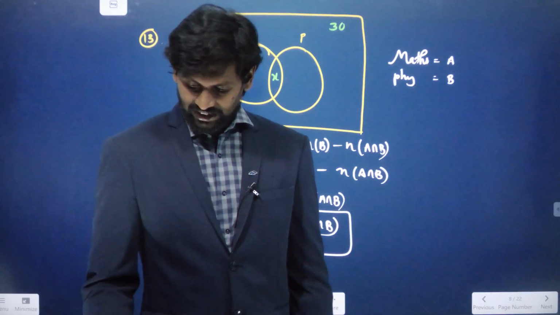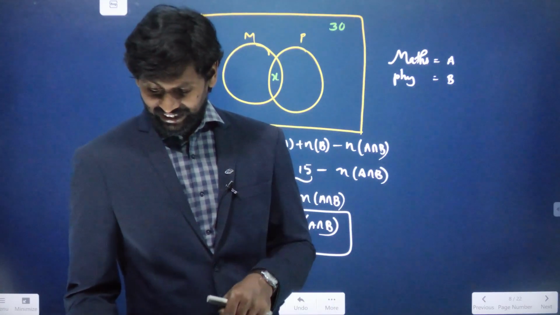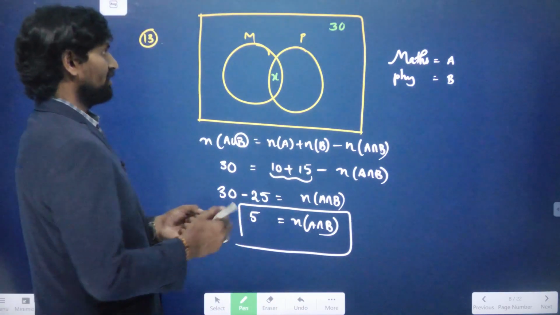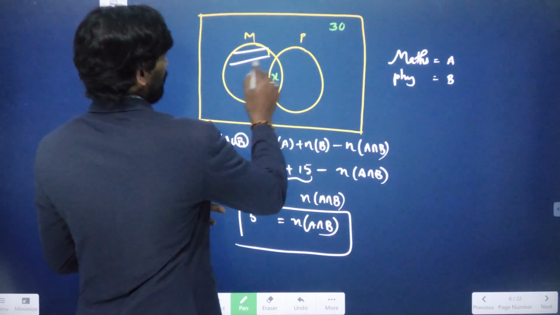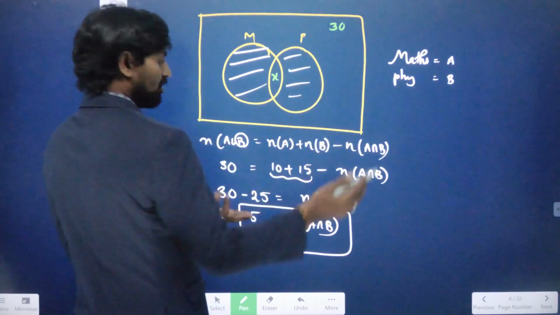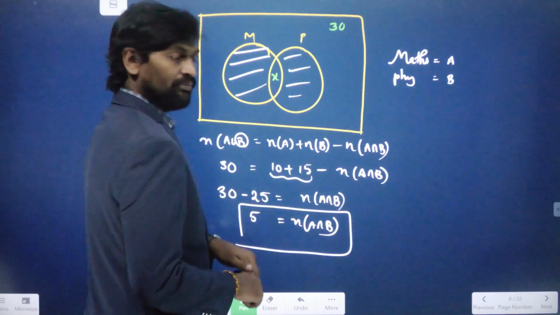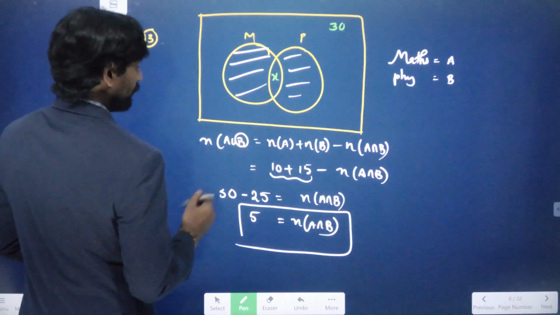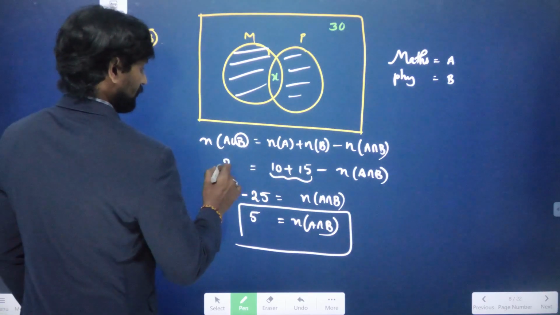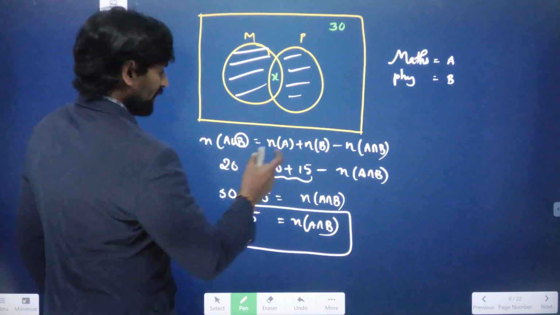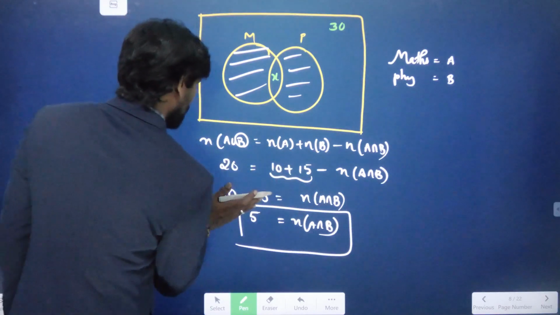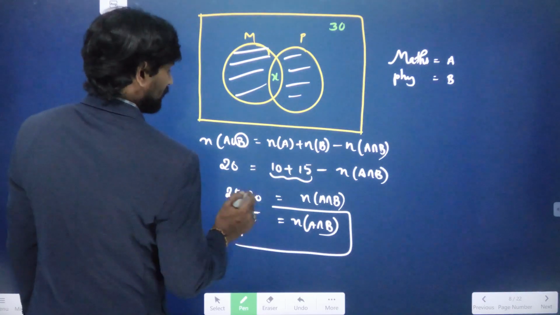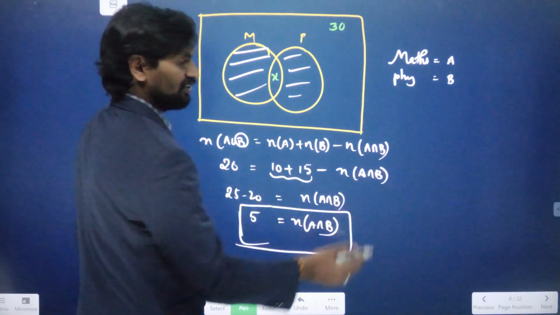Actually here one more condition is given, 10 take neither. So 10 are not taking anything. So out of 30 students, 10 are not taking anything. So n of A union B can be only 20. So 25 minus 20 will be 5. This is our required answer. Like this also we can do it.